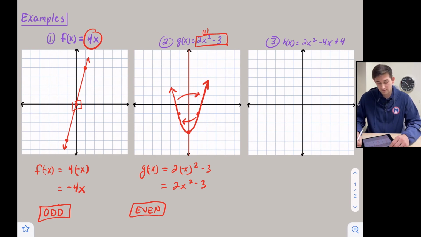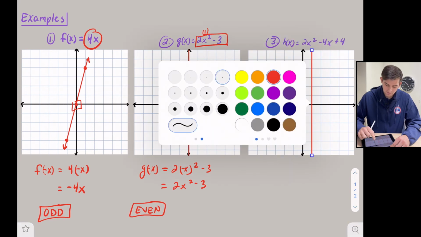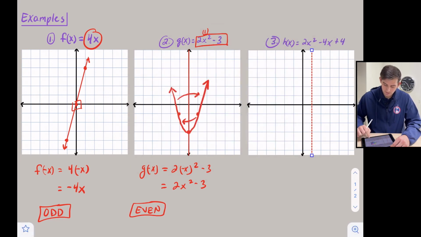Now the last one is a quadratic in standard form. The card in the right-hand corner tells you how to graph that one. Very quickly, I'm going to find the axis of symmetry, which is the opposite of b over 2a. That's going to be at x equals 1. I'm going to draw my axis of symmetry and make it a dashed line. Now I'm going to plug in 1 for x so I can find the y-coordinate of my vertex and plot that point.